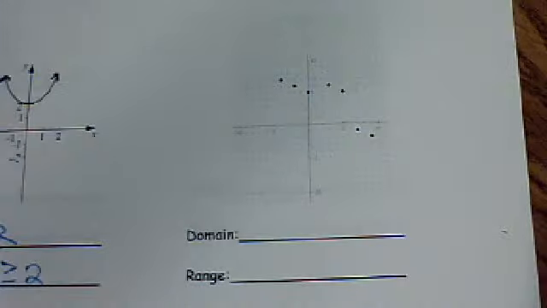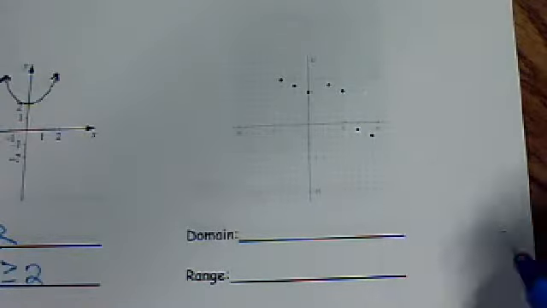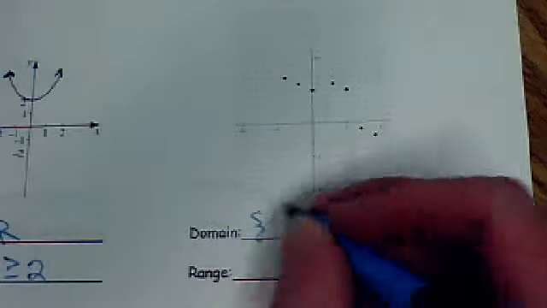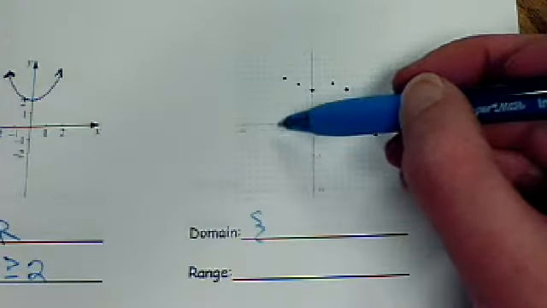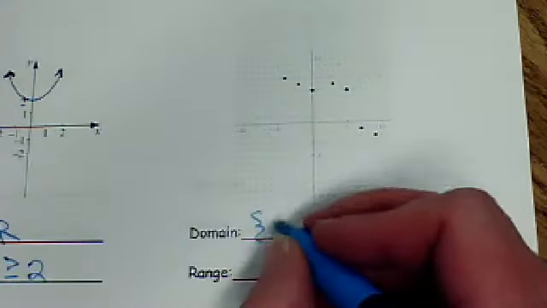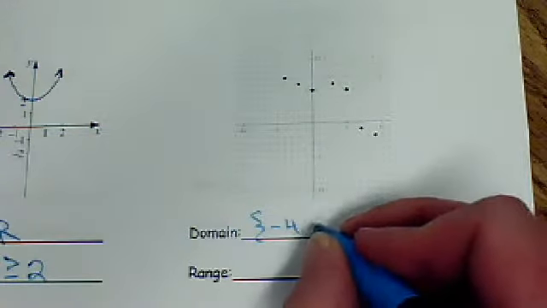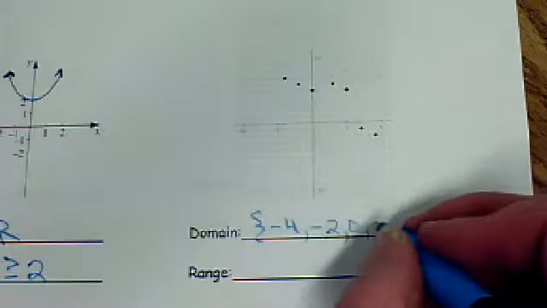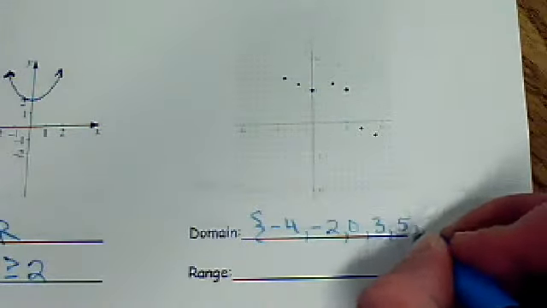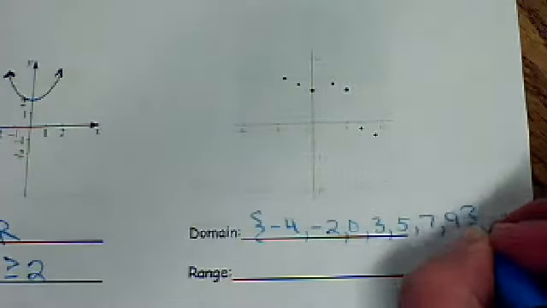The next graph is a discrete graph. We just have a series of points. So we will have listed out domains and ranges because it is not connected or continuous. Our domain, I would look for the x values, and I like to write them from least to greatest. So where's the first one? It's at negative 4. Then I have another one at negative 2, 0, 1, 2, 3, 5, 7, and 9.